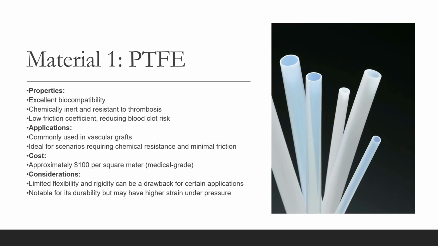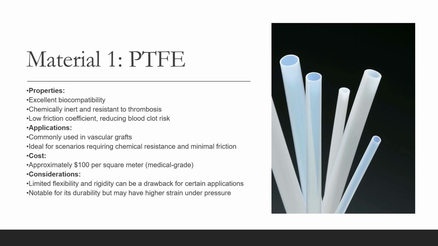Now, for the first material, it's called PTFE. This is a pretty common one. It has excellent biocompatibility and a low friction coefficient, which means that the blood doesn't really have a no slip condition as bad as some of the other materials. That makes it reduced blood clot risk, which I thought was cool. It's commonly used in vascular grafts. This is a proven material, and it's approximately $100 per square meter, which is also the cheapest material that I have out of the 3.